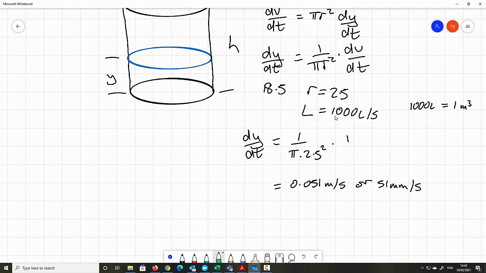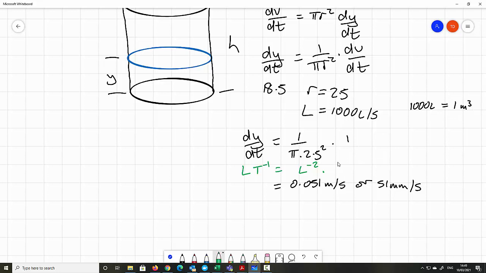Let's just pause for a second and do a dimensional analysis on this equation. We've got dy by dt, which is the rate of change of height. Height is measured in meters and time is measured in seconds, so we've got length times time to the minus 1. And that is equal to 1 over pi, pi is a dimensionless ratio, and this is meters squared, so this is going to be length to the minus 2, times the rate of change of volume, which is going to be cubic meters per second.